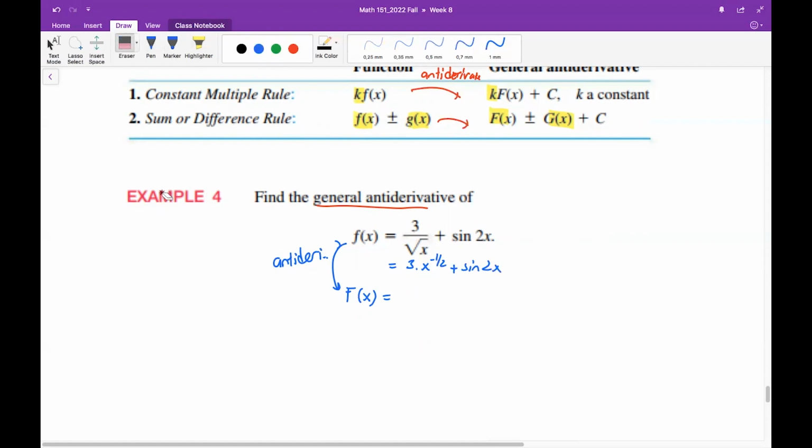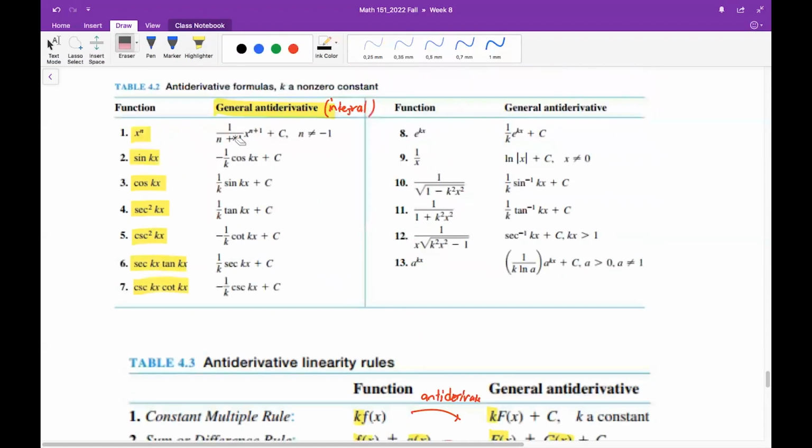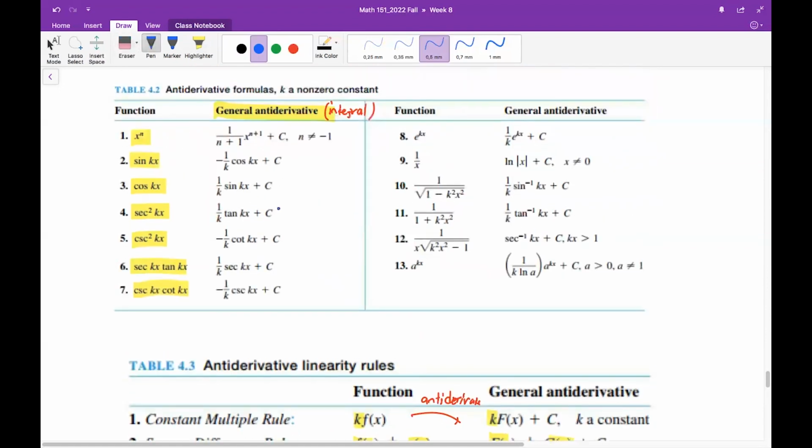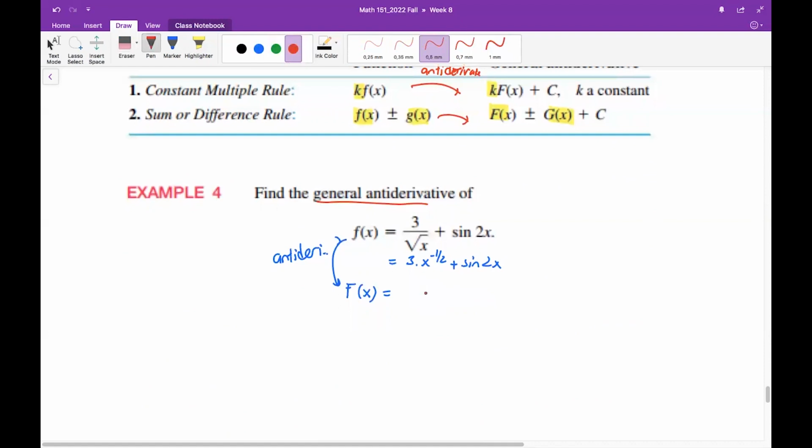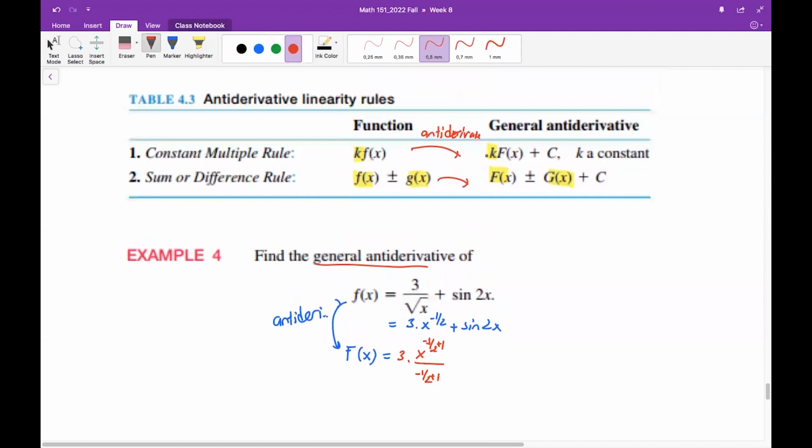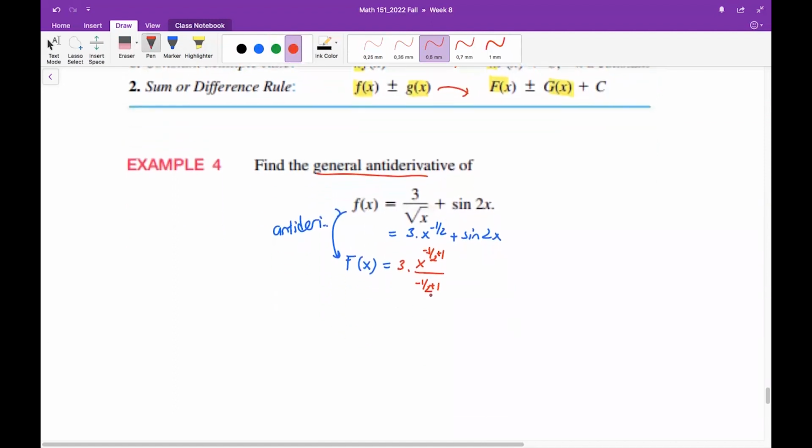We know how to find antiderivatives for power functions. Add 1 to the power, divide by the same power. So I am adding 1 to the power, dividing by the same power. Let me just write in detail: minus 1/2 plus 1, divided by the same power, minus 1/2 plus 1. 3 is just there. You see, constants are not affected by taking antiderivatives.